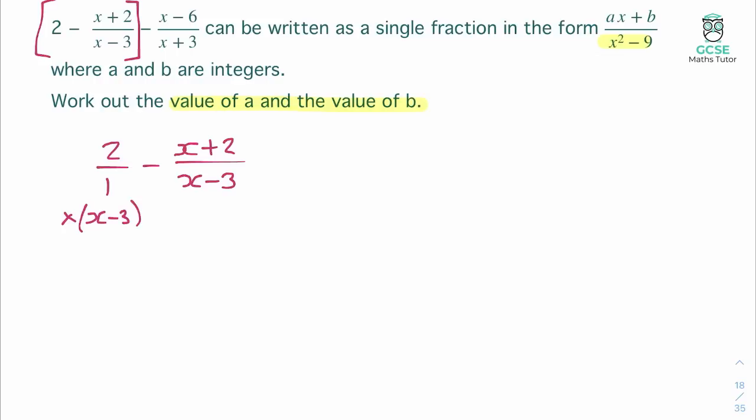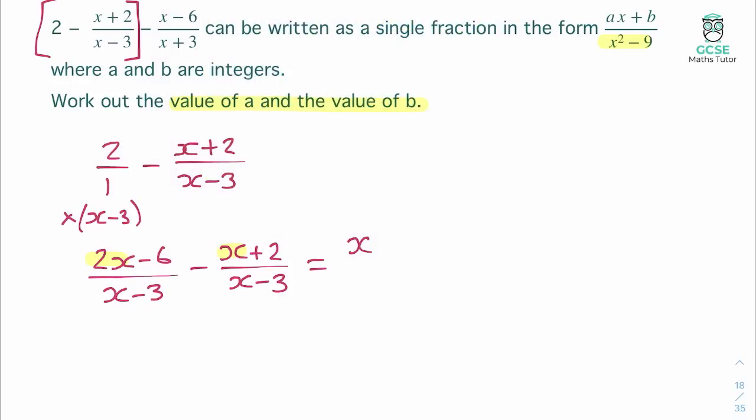So times the top by that, and you could write that as a single bracket if you want, but you get 2x minus 6 over x minus 3. And we're going to take away x plus 2 over x minus 3. The fact that it's all takeaways really isn't nice, because you'll need to be very careful when you're taking away with algebraic fractions. So on the top you have 2x take away 1x, that's easy enough. So that's 1x. And then you also have negative 6 take away 2. So you've got to be careful there because we're taking away that 2. So that's going to be negative 8. And that's all over x minus 3.